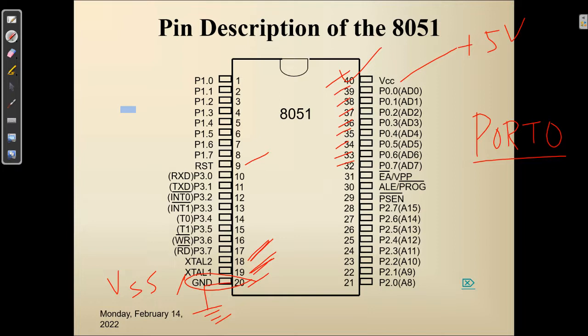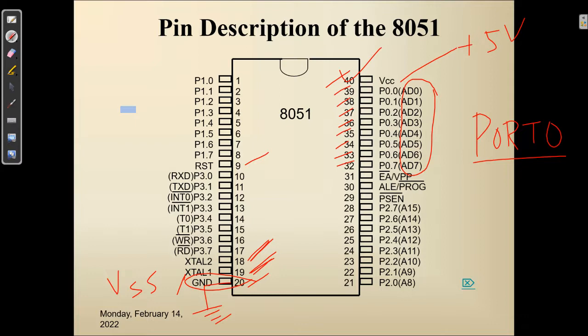And this port 0 is not doing a single function, but it also has to do other functions. The other functions are written in the bracket. It is AD0 to AD7. किसी को पता है AD0, AD1 क्या है?